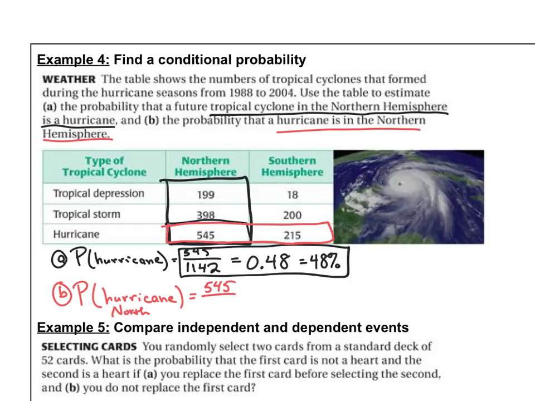But then instead of adding up just the northern hemisphere, we're going to add up with the southern hemisphere. So that would be 760 total hurricanes, 545 of them coming from the northern hemisphere. So 545 with 760 simplifies to 109 out of 152, which would give us a 0.72 or a 72% chance of occurring. So 72% of the time, if it's a hurricane, it's happening in the northern hemisphere.